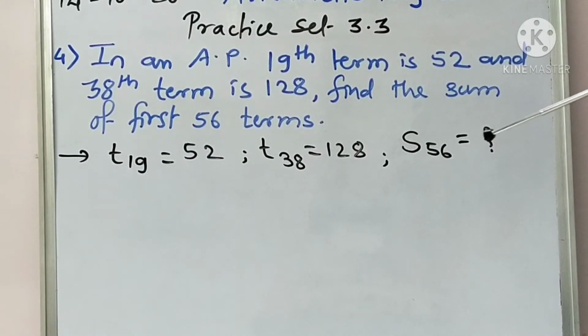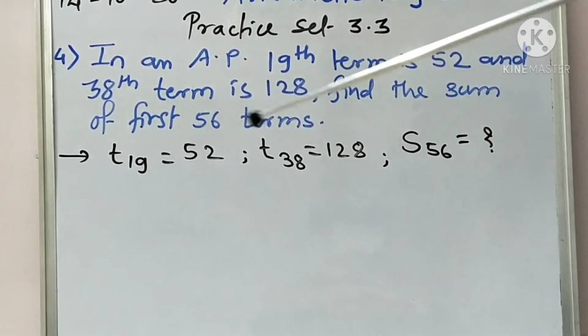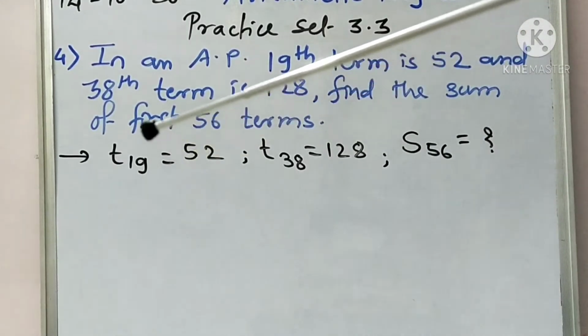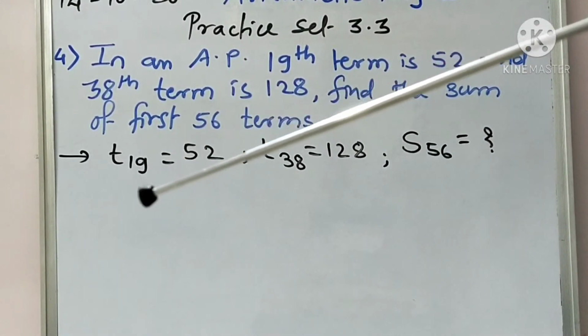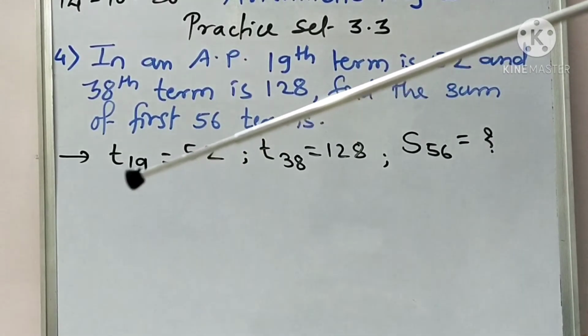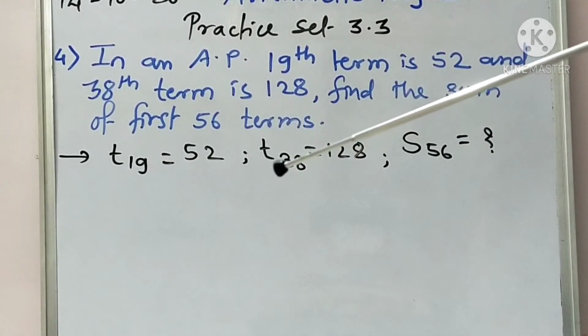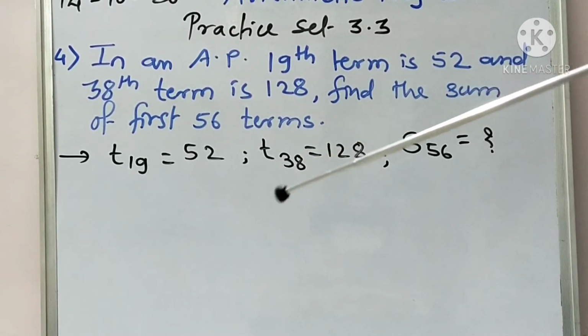Okay, so according to the formula of Sn, n is given as 56, but a and d are not given here. So first we have to find the values of a and d, and we find these values from the given information. So what we do here, students, is use the formula of Tn to find T19 and T38, and as we simplify, we get two linear equations in two variables.